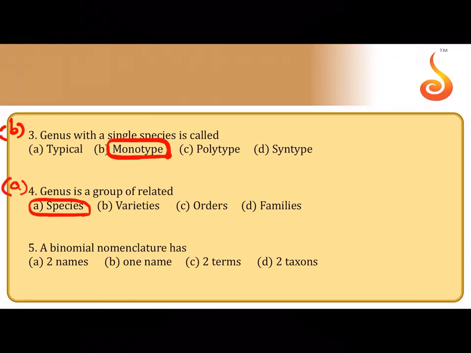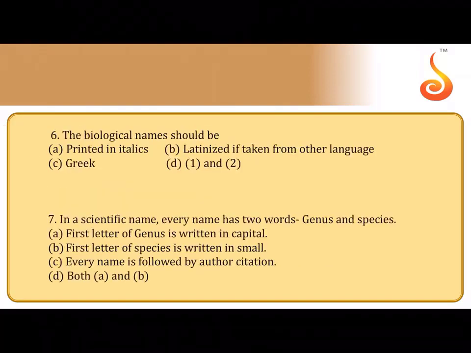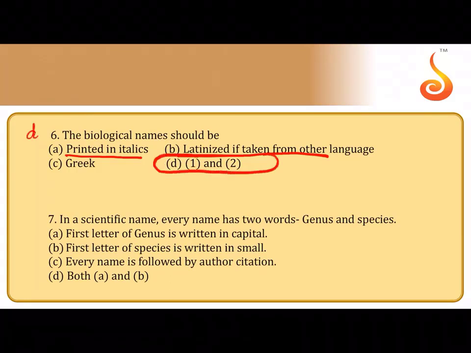A binomial nomenclature has two names. What are those two names? Generic and specific name. Yes. So it is option A. The biological name should be... Option A says it should be printed in italics. Option B says it should be Latinized. So both option A and option B make sense to us. Greek is not the correct answer. It should not be in Greek. It should be Latinized. So the correct answer is both 1 and 2. So it is option D.